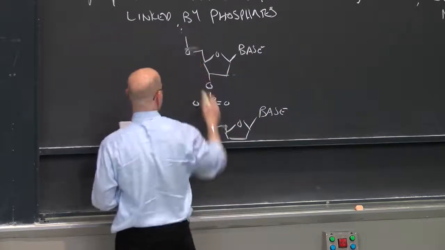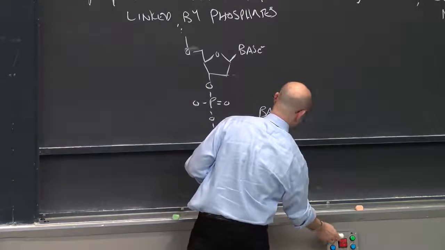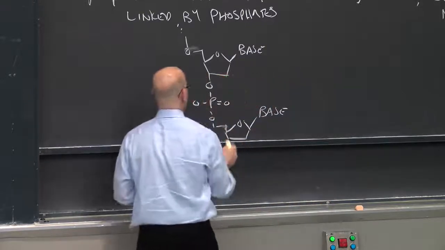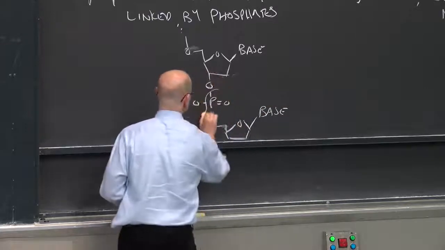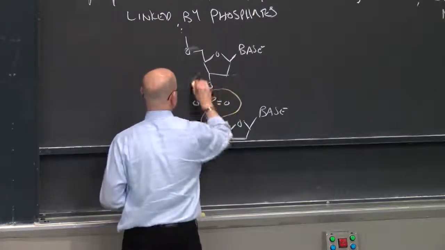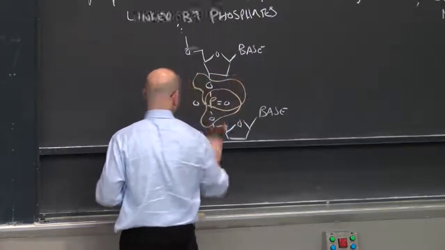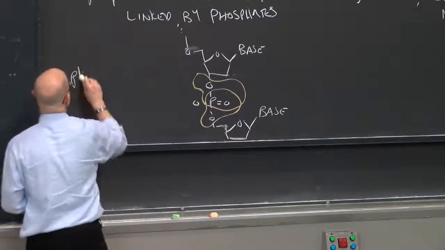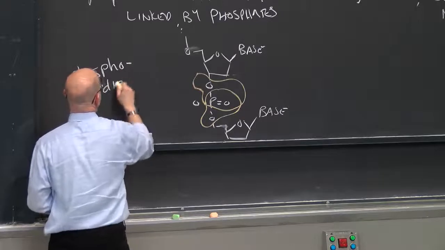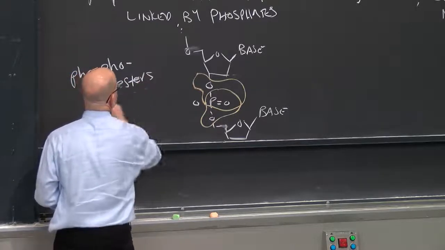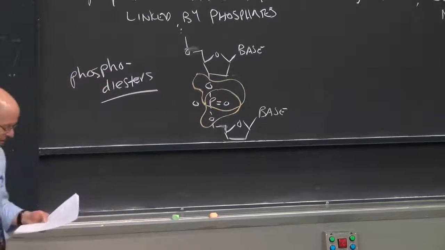It continues down up here, and it continues down here. Okay? And of course, you can see here's one ester, here's a second ester, and so these are phosphodiesters. Okay? So these are polyesters.